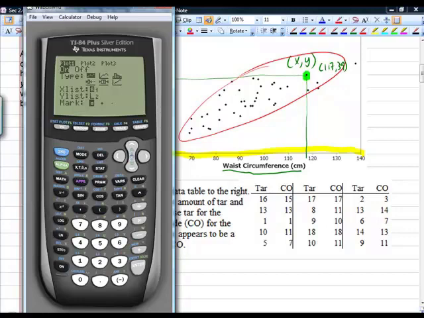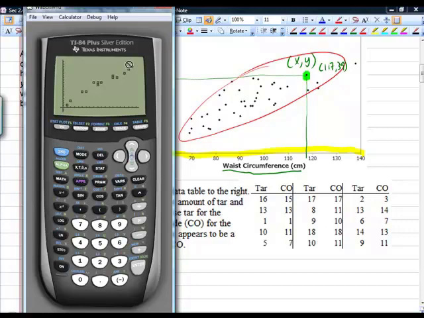Now, I don't want to worry about how to scale the axes. So there's a real cool tool. Hit the zoom button, and if you go to zoom 9, I just hit the arrow up to get this screen. If you hit zoom 9, it will automatically scale your X and Y axes so that it gives you the best window to plot all the data.